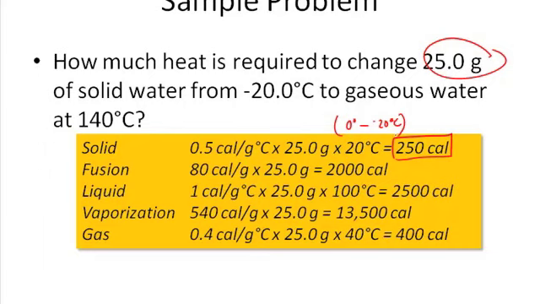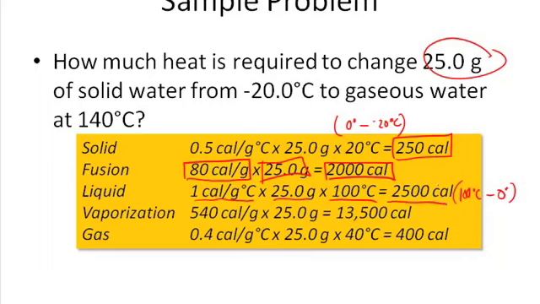Heat of fusion, where we take this right here, which is from our chart, times the mass, and we get another 2,000. Heat of liquid, we take our specific heat again, times the mass, times 100, and that comes from going from 100 degrees Celsius minus 0 degrees Celsius. We get 2,500 calories. Heat of vaporization, again, we're now on the plateau where we have 540 times 25, 13,000 calories. It takes a lot of energy.